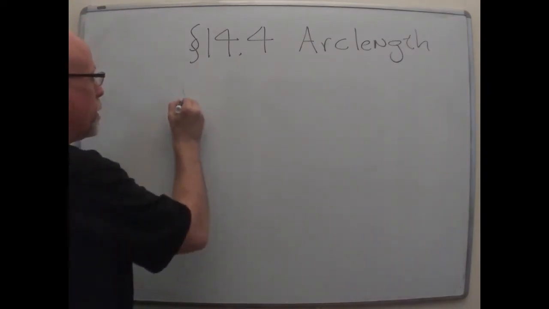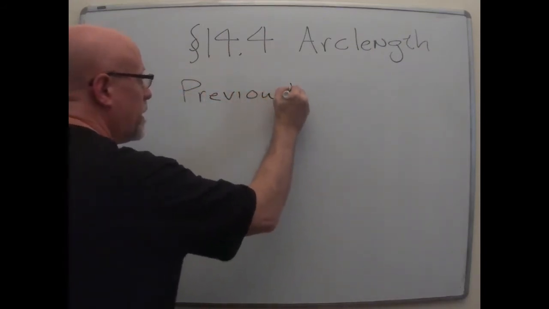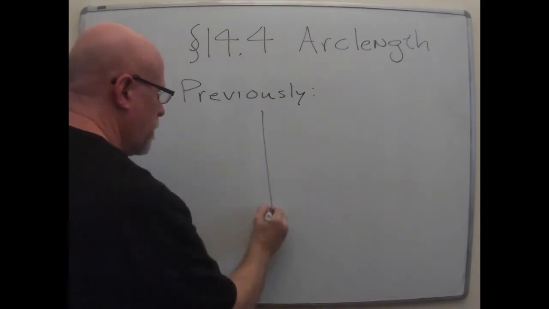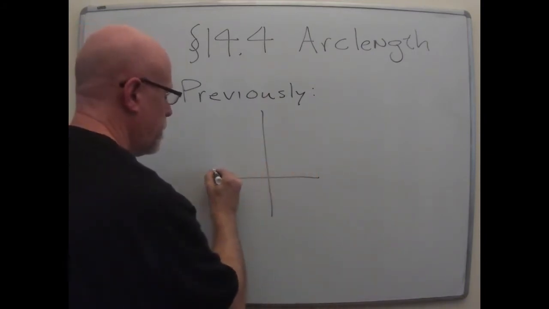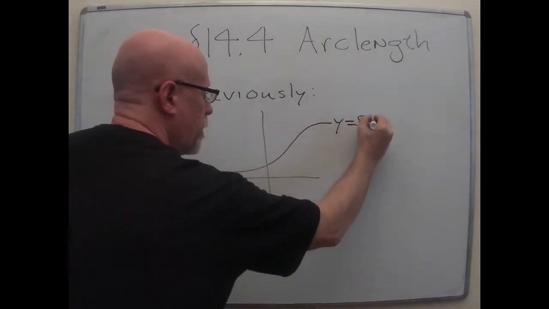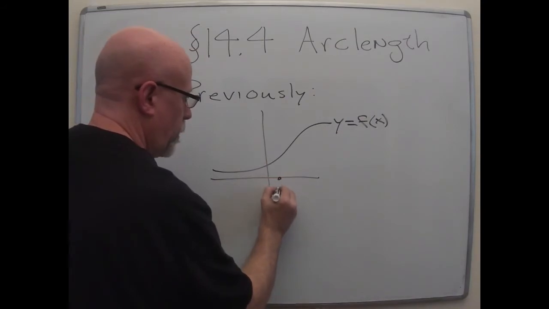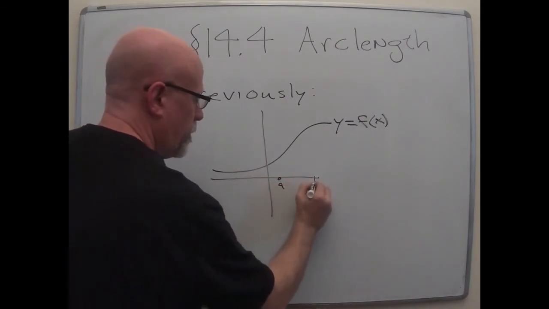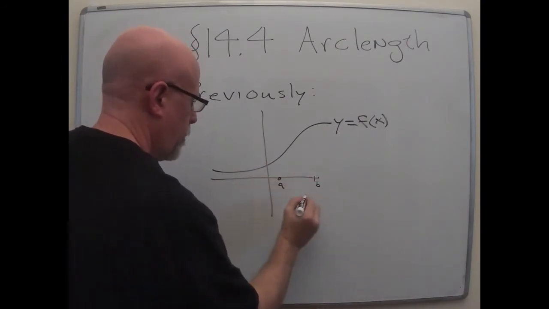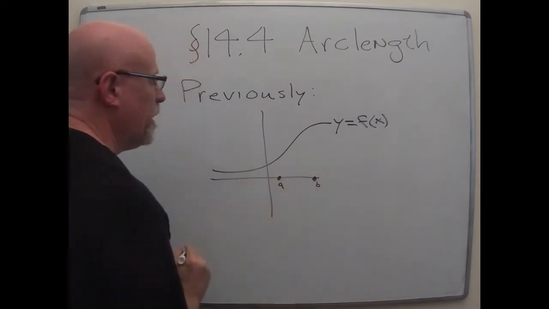So let's just say previously it looked something like this. You have some function, the graph is y equals f of x, and you're working between some point A and B on the x-axis. Let's make them both points.